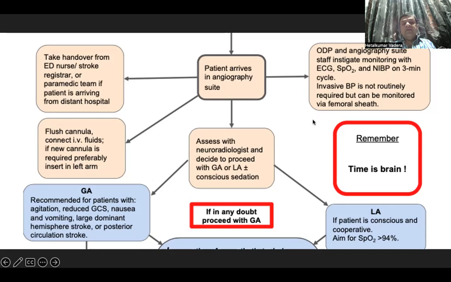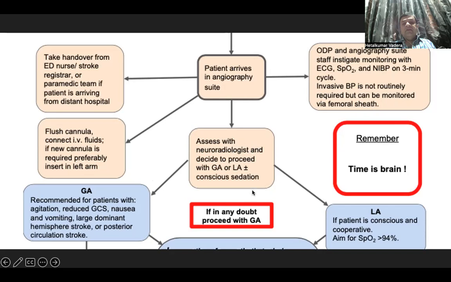Then we should go for investigation like ECG, SpO2. Invasive BP is not routinely required, but can be monitored via femoral sheath. Invasive, we should not waste time in putting invasive line. You can go for 3-minute NIBP and treat the patient. Always we have to remember that time is brain and we should not waste any time.